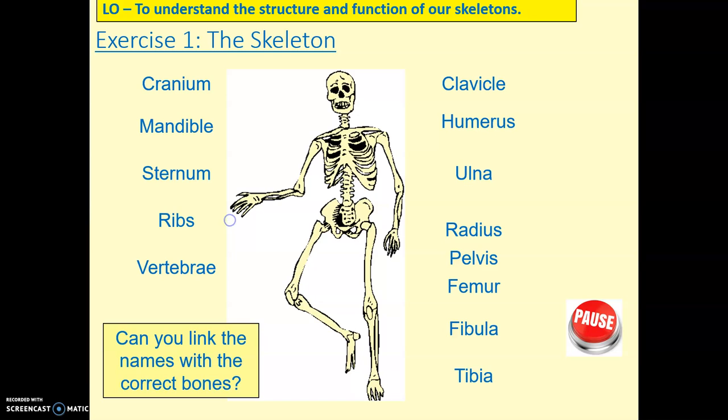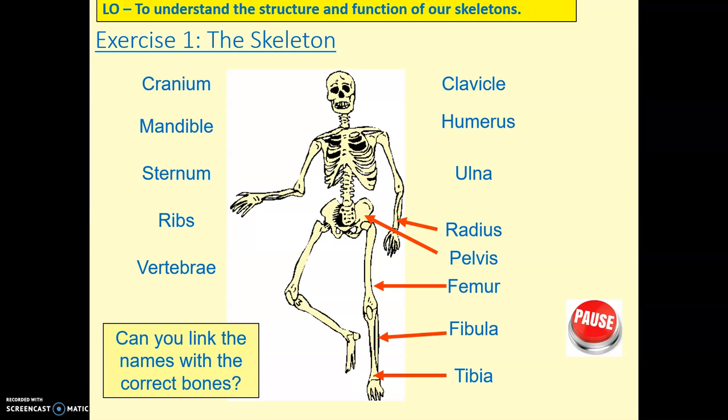So, the tibia, we'll start at the bottom. That is just found below the knee in the leg. It's the forward facing one. Fibula is behind that, below the knee again in our legs. The femur, the longest bone in the body, is found above the knee in our leg. The pelvis, that's just a hip bone.